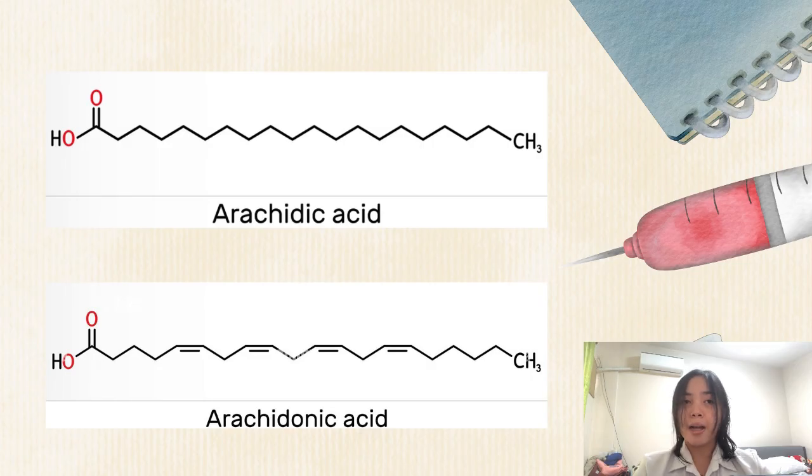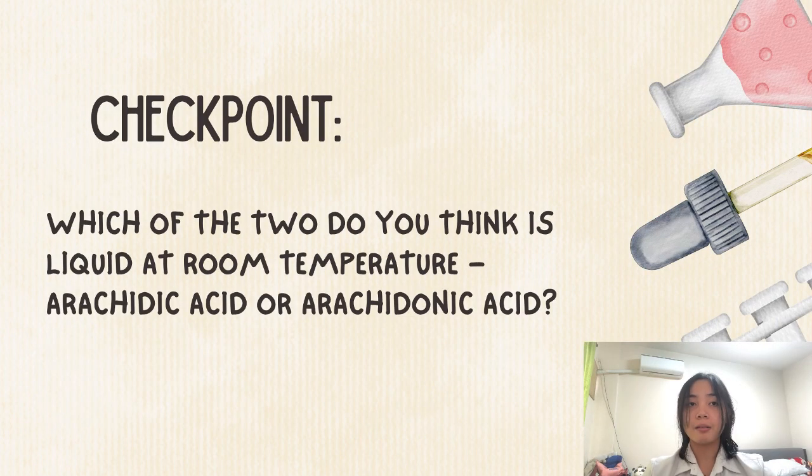So let's compare. Arachidic acid, containing 20 carbon atoms, is saturated, and arachidonic acid is polyunsaturated. Even though both have long chains, arachidonic acid has multiple double bonds, which cause bending. This dramatically lowers its melting point, making it liquid at room temperature, unlike arachidic acid.